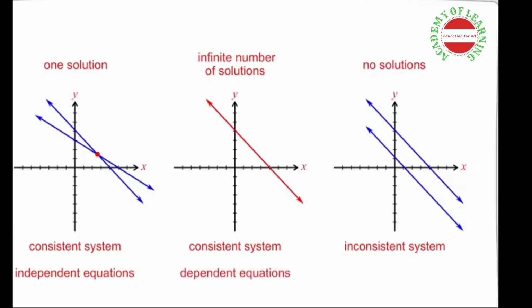Last lecture, we saw that the type of solutions we should expect can be determined when the equations of the system are written in slope-intercept form. In this lecture, we will see how to interpret the results we get when solving the system to tell if the system has one solution, an infinite number of solutions, or no solutions.